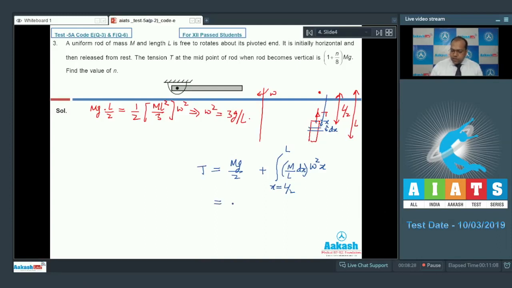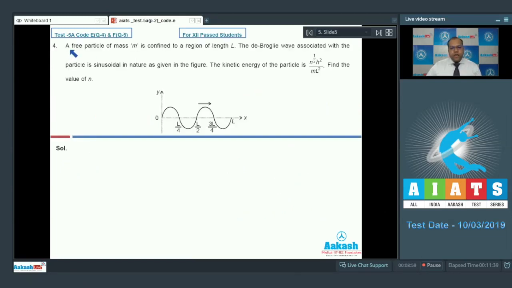So if I solve this, it comes out to be mg by 2, and this value comes out to be 9 by 8 of mg. So on further solving, it comes out to be 13 by 8 mg. So on comparison, the value of n comes out to be 5. So the correct answer for question number 3 is 5. Let's move to question number 4.